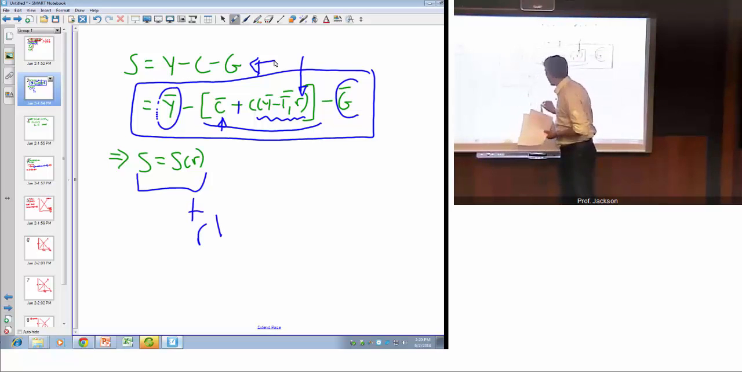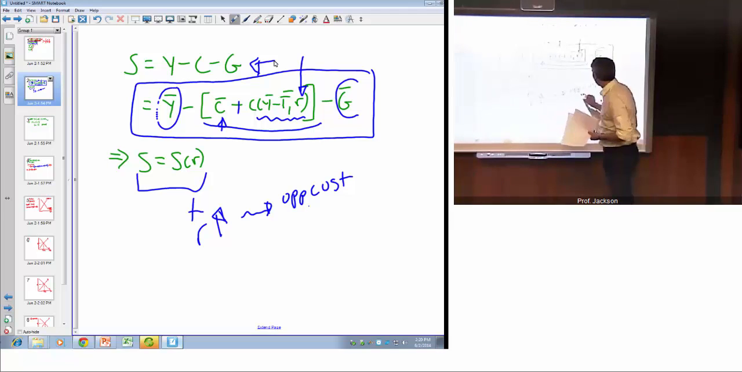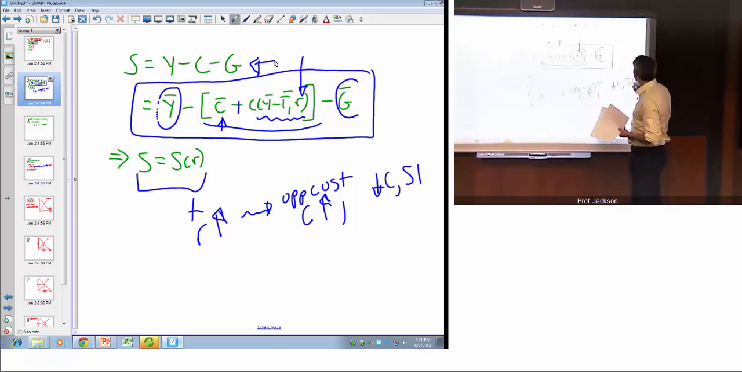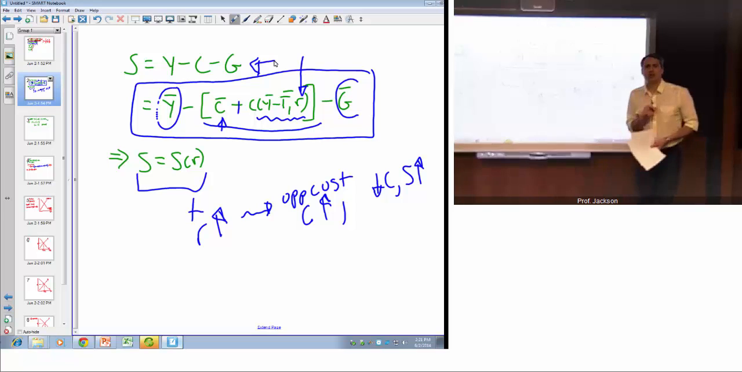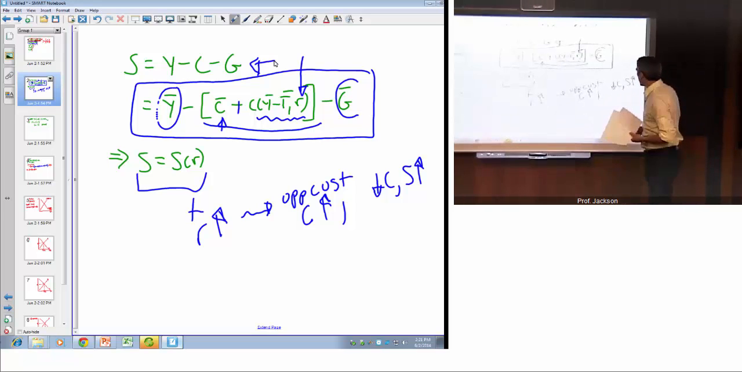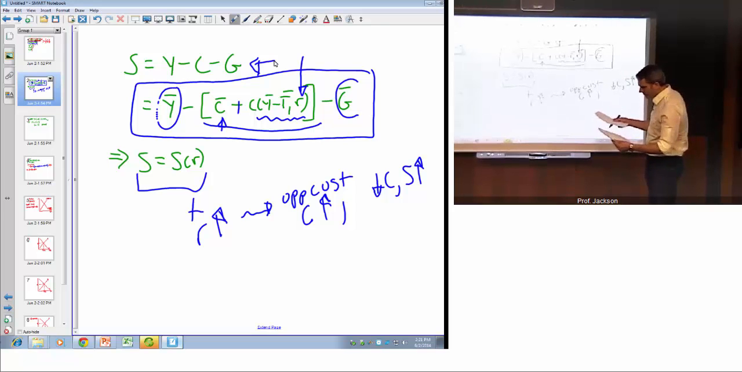In other words, as R goes up, the opportunity cost to consume is going to be higher. That means less consumption and more saving. Okay, so the quantity of saving in the economy is going to go higher as the real interest rate rises and vice versa. So what that means is that our saving function is going to be upward sloping.